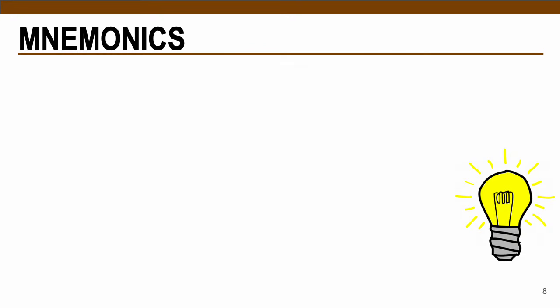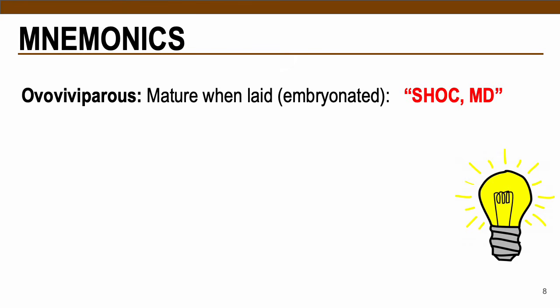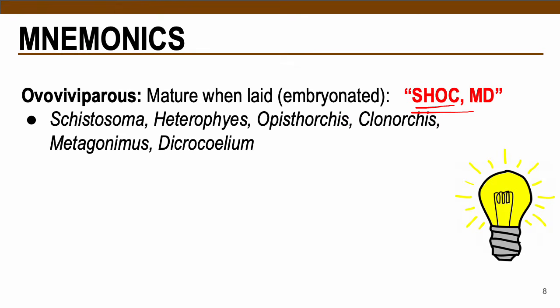So before we start with the parasites, let's first talk about the mnemonics that are helpful in reviewing this particular topic. For ovoviviparous females, especially in your trematodes, don't forget the mnemonic SHOCK MD. This stands for Schistosoma, Heterophyid, Opisthorchis, Clonorchis, Metagonimus, and Dicrocoelium.